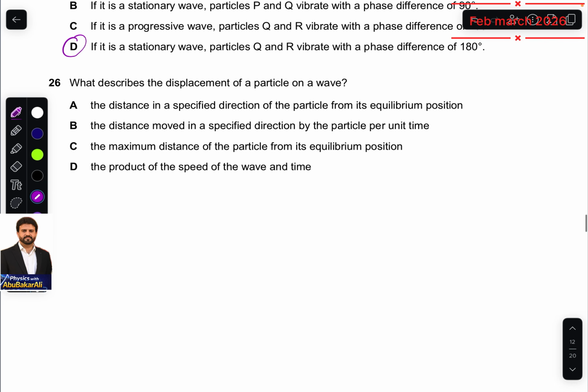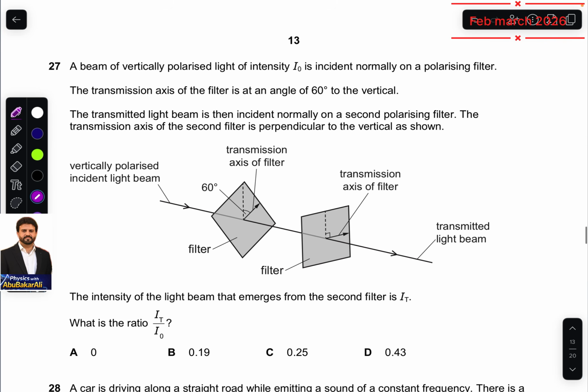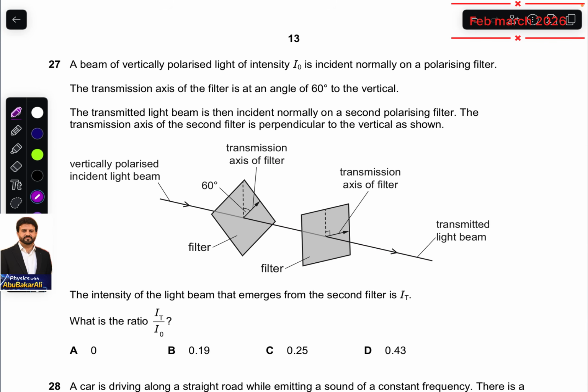Okay, move forward. What describes the displacement of a particle on a wave? Okay, so distance in a specified direction of the particle from its mean position, yes, this defines it. Question 27, this is from polarization, I believe. A beam of vertically polarized light of intensity I naught is incident normally. Okay, so there is the light coming, that is I naught. The transmission axis of the filter is set at 60 degrees. Okay, the light coming is already vertically polarized and this angle is with it, 60 degrees.